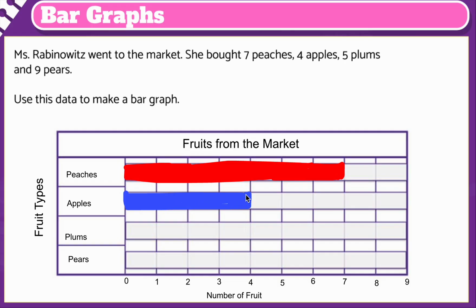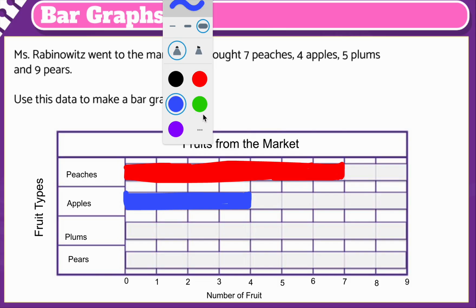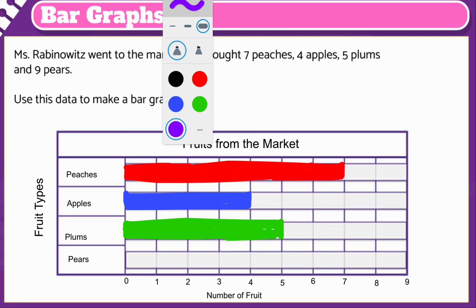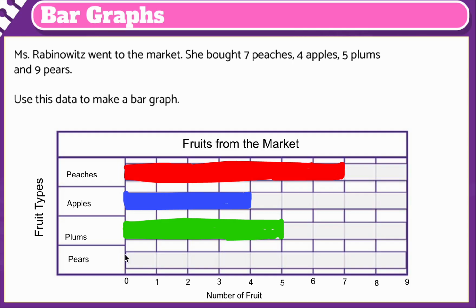Next up is plums. Mr. Benowitz bought 5 plums, so I'll go to the 5th bar and color in up until that point. Once I'm done with plums, I'll do the same thing for pears. Mr. Benowitz bought 9 pears in total. We notice that this bar graph goes up to 9, so that means I need to color this entire bar in.